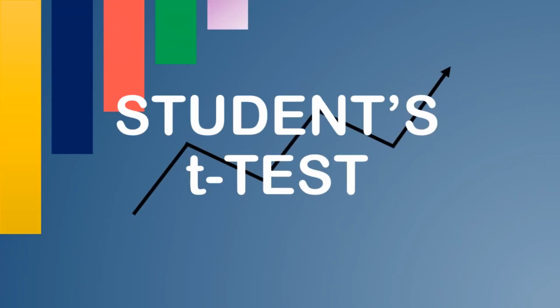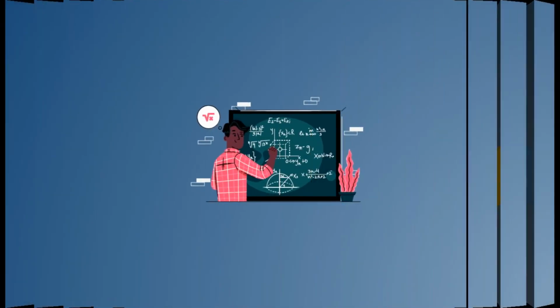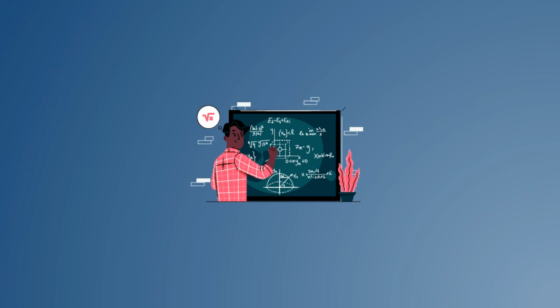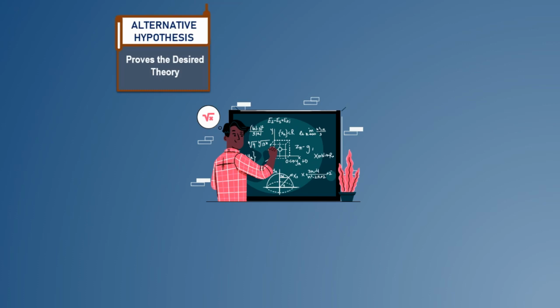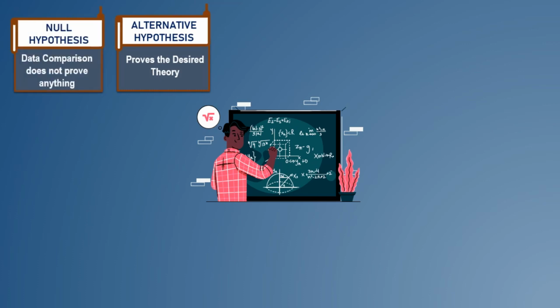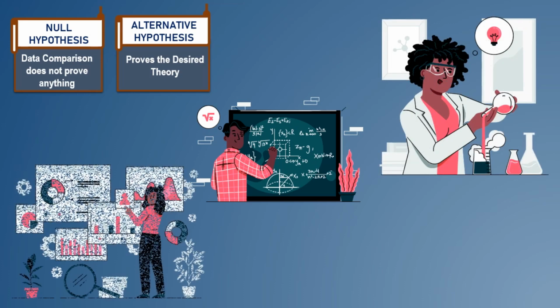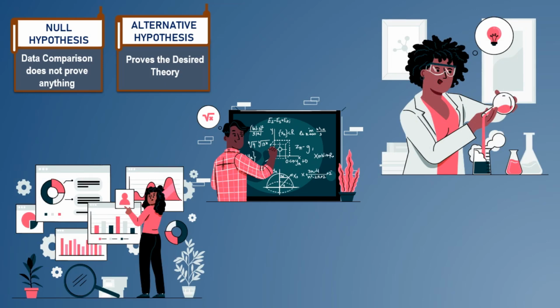Now let's talk about student's t-test. Till now we have discussed hypothesis and significance testing. In short, we have a theory that we want to test, so we will form two hypotheses. Our theory will constitute the alternative hypothesis and its opposition will make the null hypothesis. Then the experiment will be performed and data will be collected. Data analysis will tell us if we should accept or reject the null hypothesis.